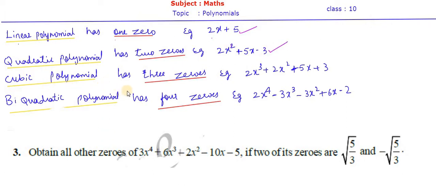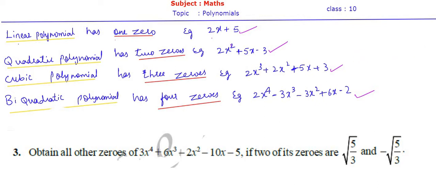Now the cubic polynomial. What do you mean by a cubic polynomial? The highest degree is 3. Therefore it has 3 zeros. Okay, now the biquadratic polynomial. How many zeros does it have? Biquadratic means the highest exponent in this polynomial is 4, so it is called a biquadratic polynomial. How many zeros does it have? Yes, 4. So we know that a linear polynomial has 1 zero, a quadratic polynomial has 2 zeros, a cubic polynomial has 3 zeros, and a biquadratic polynomial has 4 zeros. Isn't it? Okay.